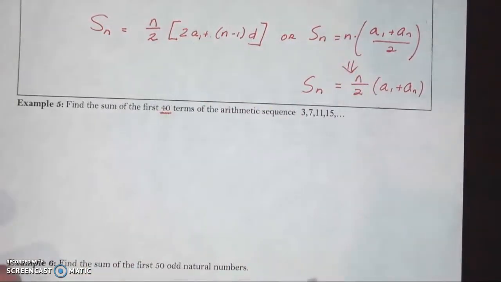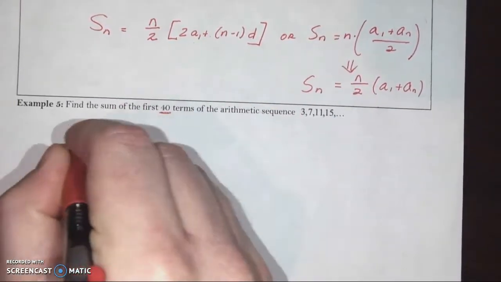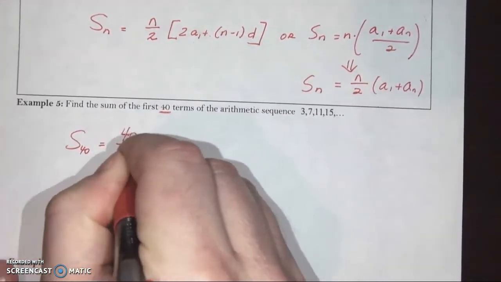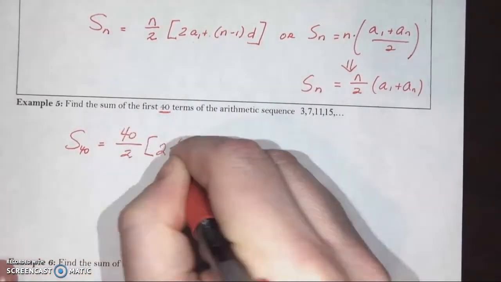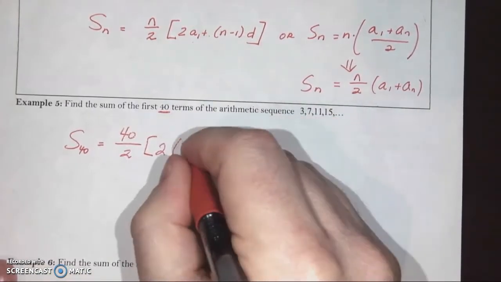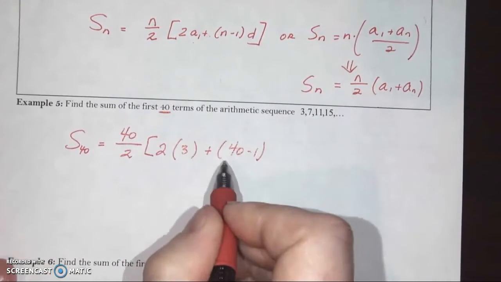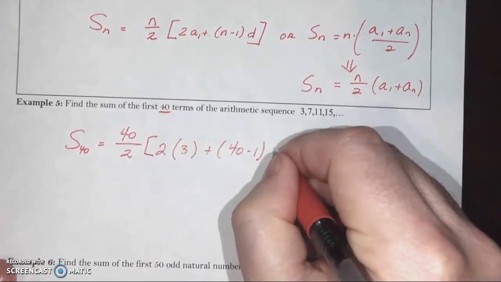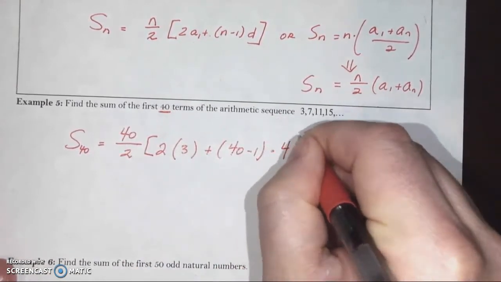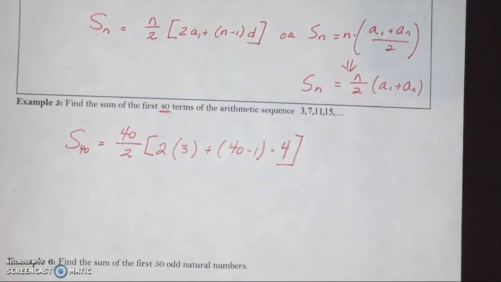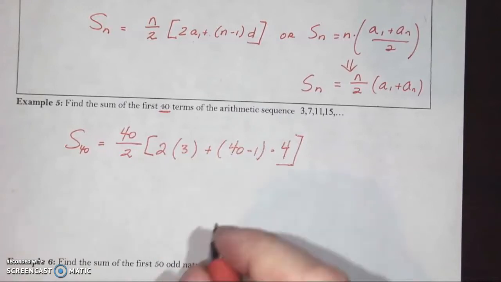This one right here. So we're going to find the sum of the first 40 terms. 40 over 2 times the first term, which is 3, plus 40 minus 1. 40 is the n value, times the common difference. The common difference would be 4. If we do that very simple math, we would get 3,240.